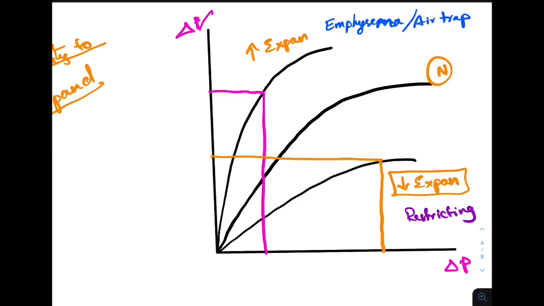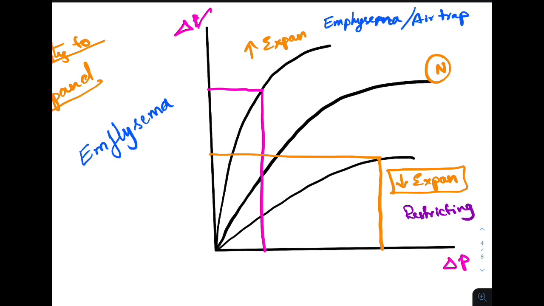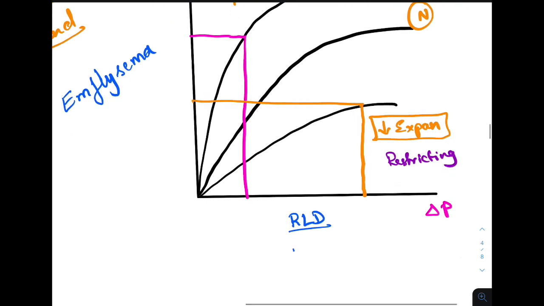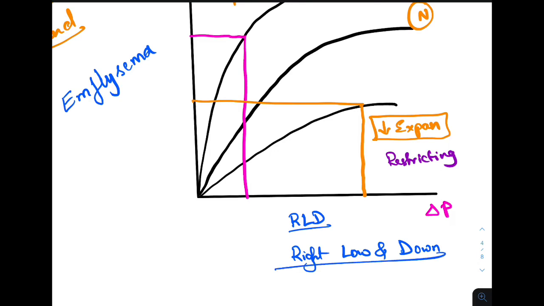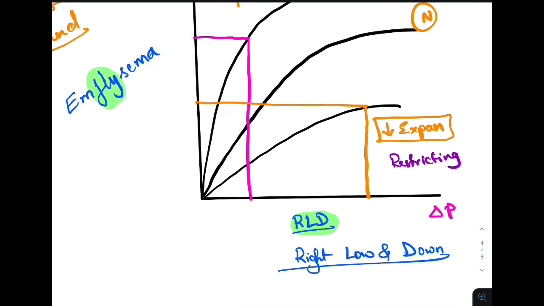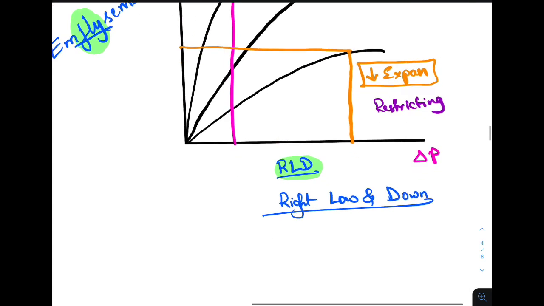This emphysema and air trap, this is a simple thing I'll tell you. In this graph, remember it as emphysema, and in restrictive lung diseases, RLD, the graph is right, low and down. Okay, remember this. This is simple. This is the better way you can remember it if you don't remember the concept, but I suggest you remember with the concept, because it is easier to solve any question or case scenario in practical. Here in emphysema, the graph flies. See here it's flying up, right? Good. And here RLD, right, low and down.